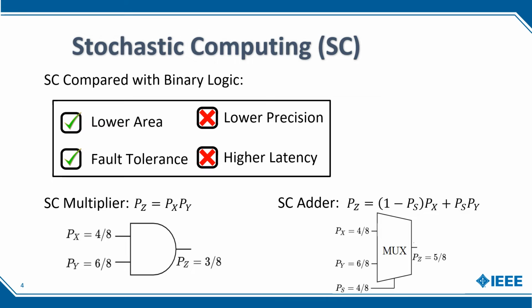Another fundamental operation we can do is stochastic scaled addition, which is similar to conventional addition, except that the result is scaled to maintain in the range of 0 to 1. A single mux gate achieves scaled addition when the select bit is independent from x and y.